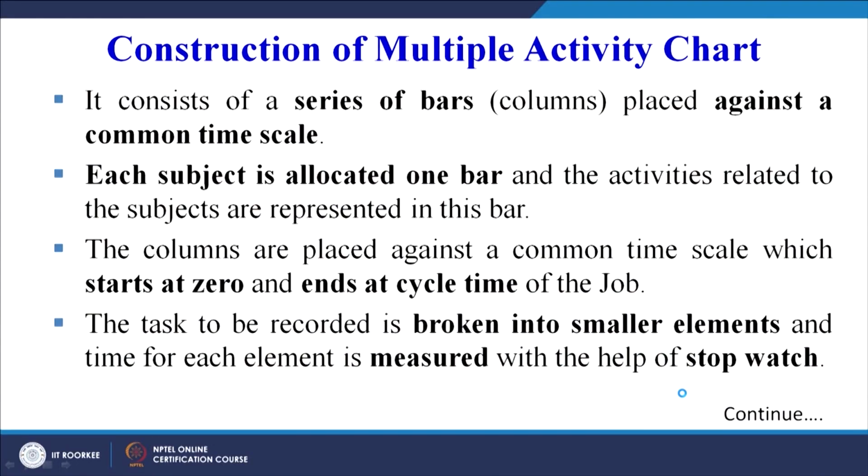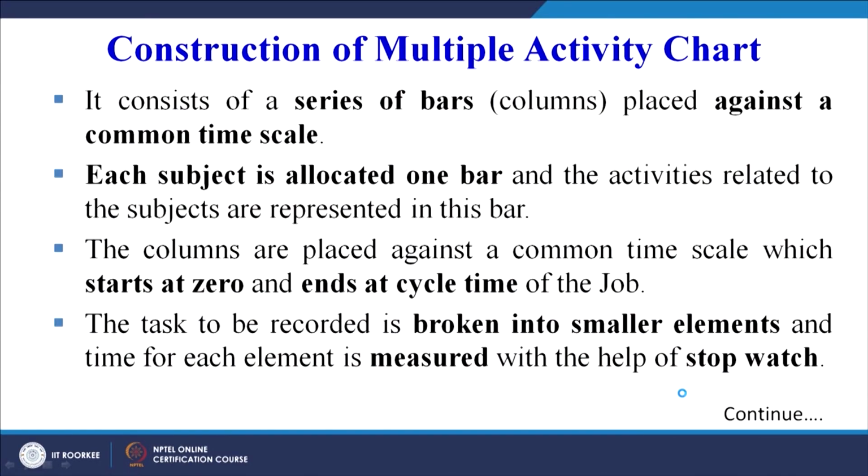So how to construct that? It consists of a series of bars or columns placed against a common time scale. As we have seen in the very first example, the time was on the horizontal scale and the activities were on the vertical scale, but it can be opposite also. We can have the time on the vertical scale and the activities on the horizontal scale, with bars representing what the man is doing, at what time he is working, at what time he is idle, and another bar indicating when the machine is working and when the machine is idle. We will try to see this with the help of an example.